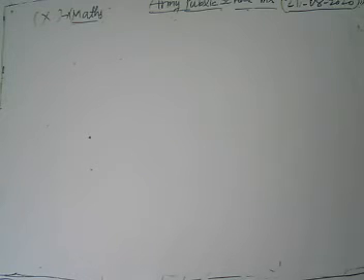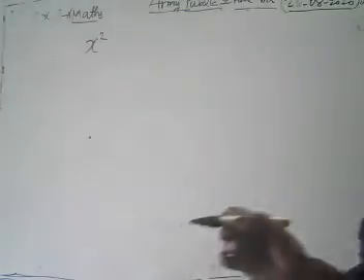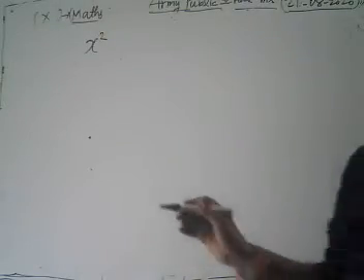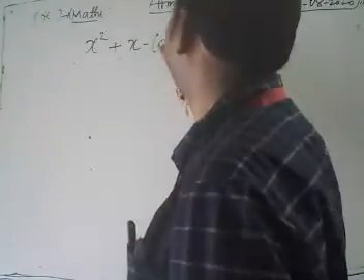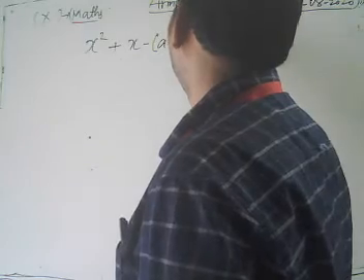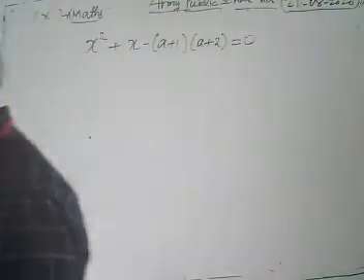So now we are going to take the next question. Find the roots of the equation. We have the quadratic equation given as x square plus x minus (a plus 1)(a plus 2) equal to 0. Now again we have to factorize it.